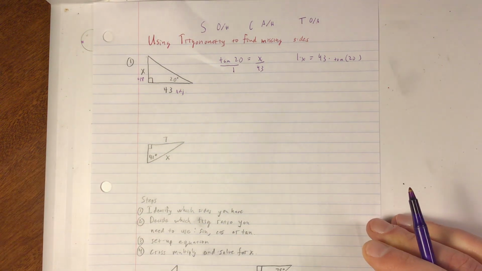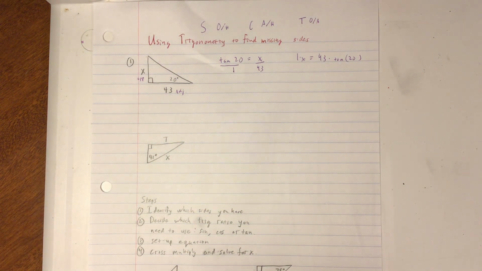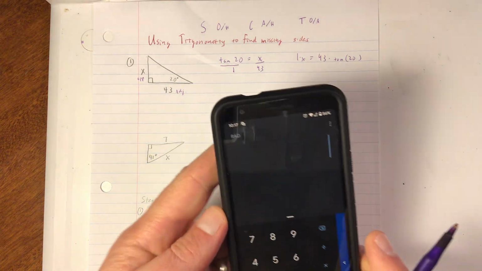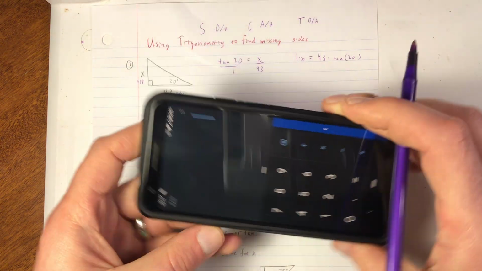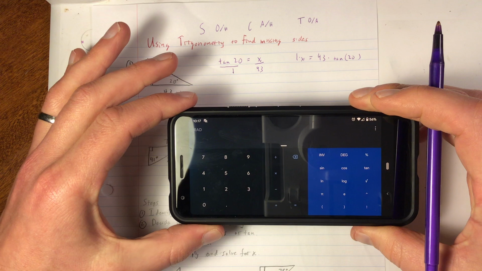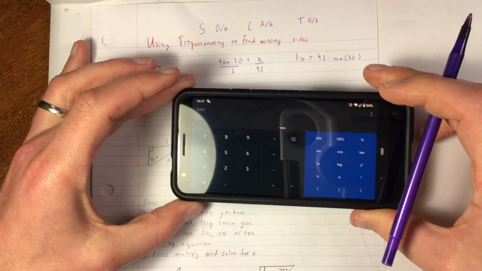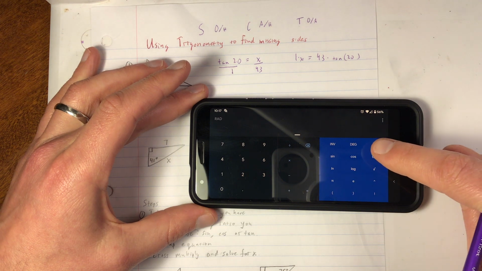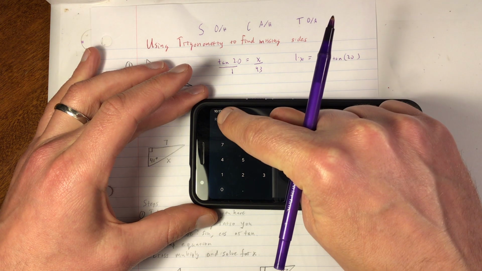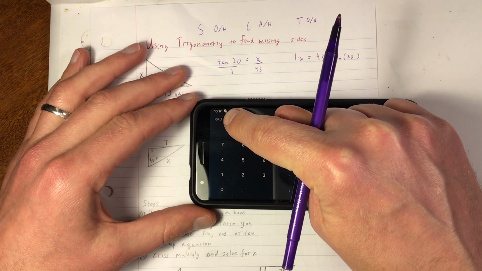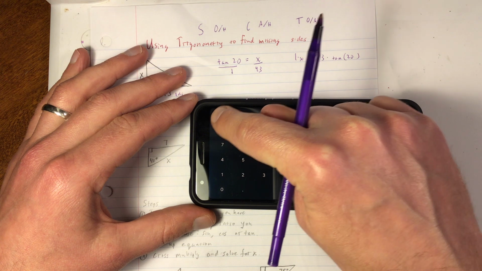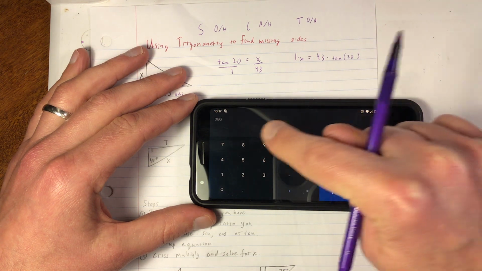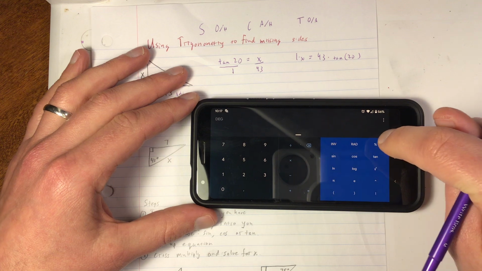And now, to do that, I'm going to take my calculator here. I'm actually going to turn it sideways so I can get the trig functions right here. Mine is currently in radians. You'll see the rad sign right there. I'm going to touch that so it's in deg for degrees.